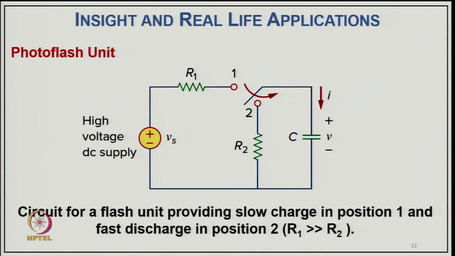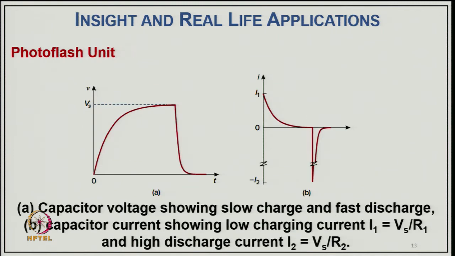In this example circuit for the flashlight, position 1 provides slow charging, which charges the capacitor, and position 2 gives fast discharging, because R1 is much higher than R2. So it charges slowly, but discharges at a very fast rate, because R2 is quite small. That causes the photo flashlight to work in this manner with the delay.